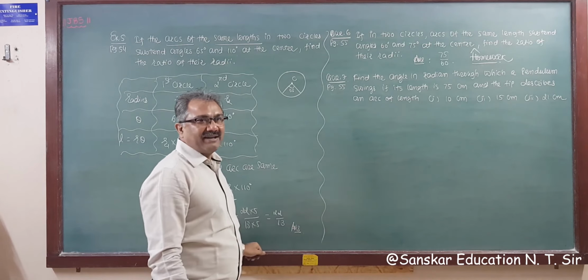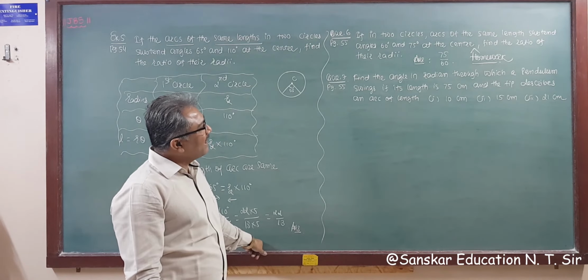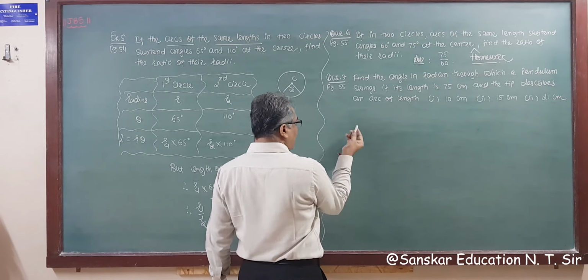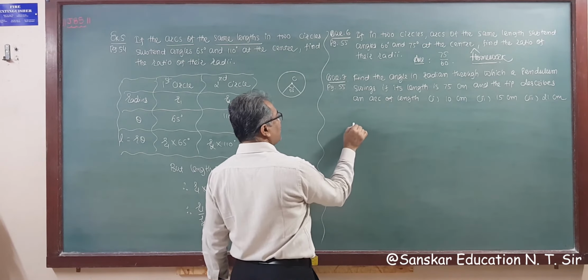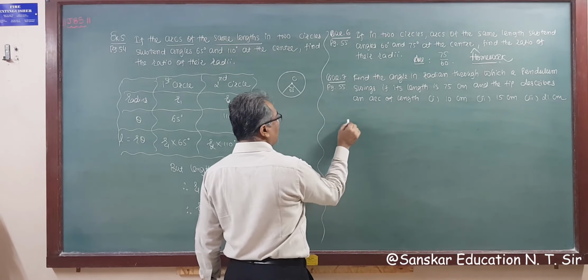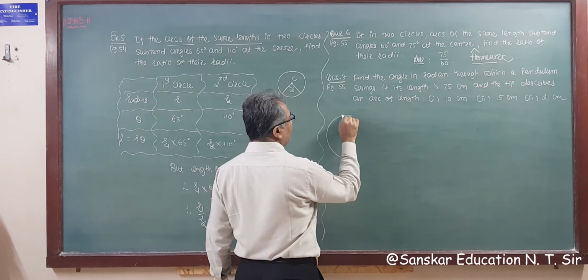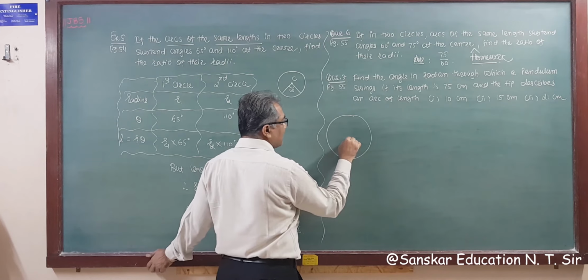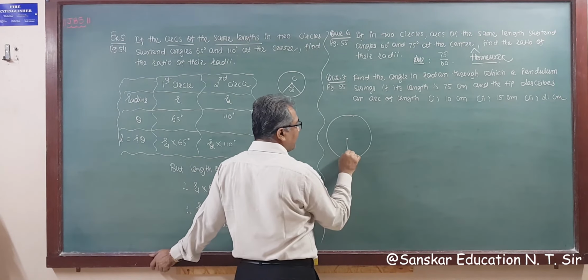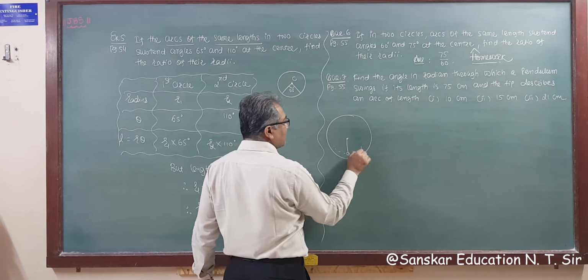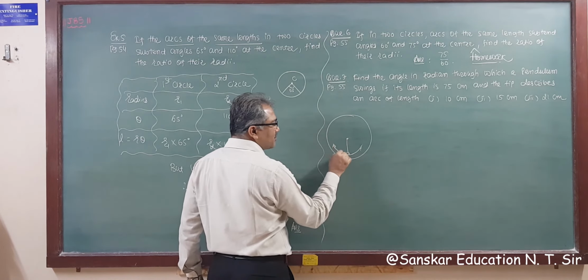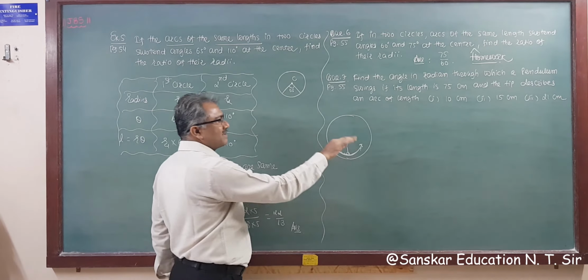Now question number 7, page 55. Find the angle in radian through which a pendulum swings. If you look at a clock of Asian type, in that clock you have a pendulum. From the center of the circle there is a pendulum like this. Then this pendulum moves like this, it goes to here, then comes here, again goes to here, comes here. Like this the pendulum is moving.